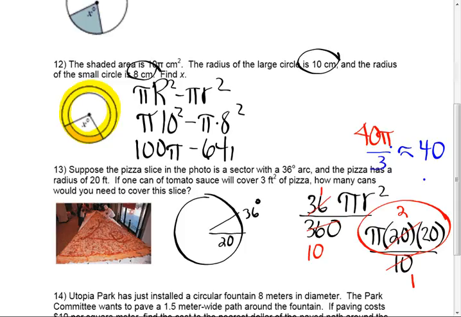Phoebe, do you have any questions on this one? No, this is easy. This is simple. Okay, that's 36 pi. But you know what? We don't have all of that. What do we have? We have x out of 360.